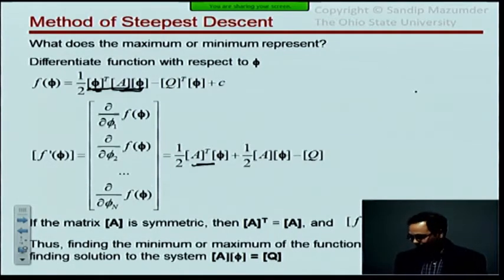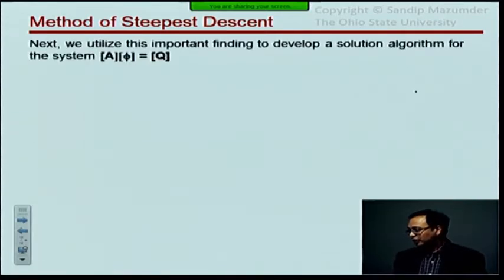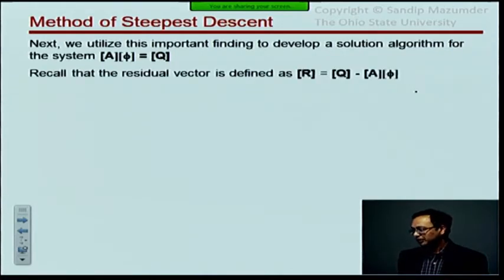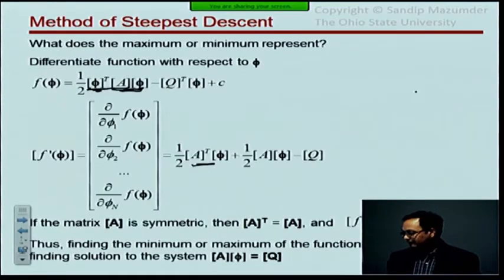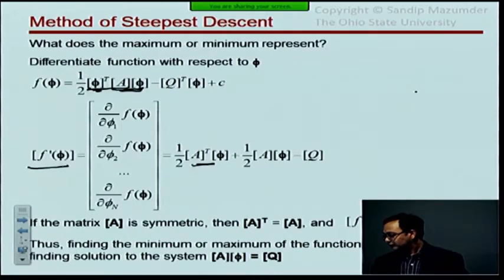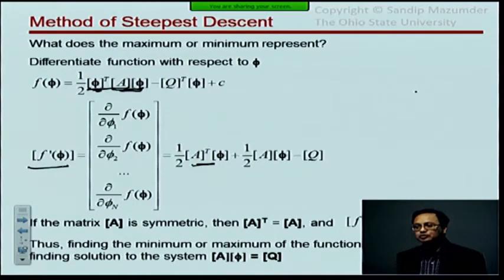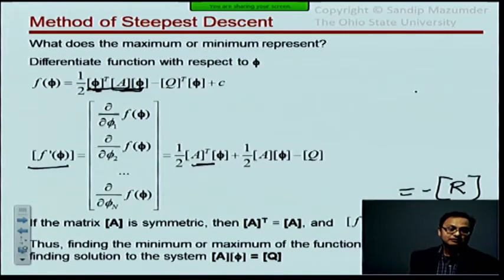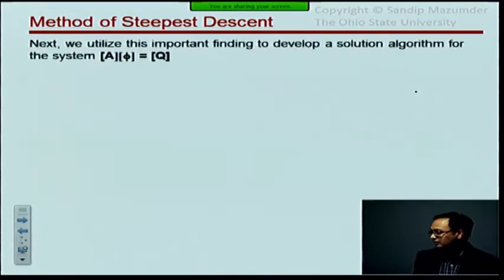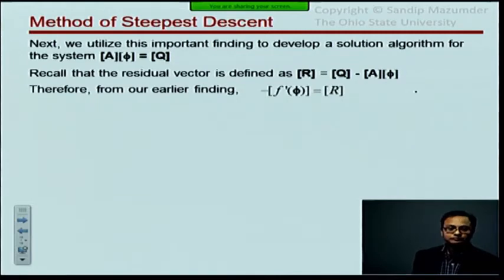So now we are going to utilize this concept to solve A phi equal to Q. Our residual vector is of course Q minus A phi, which we have already defined in previous classes. If you go back to your slide, we said f dash phi is equal to A phi minus Q. Therefore f dash phi is equal to minus R, because R is defined as Q minus A phi.